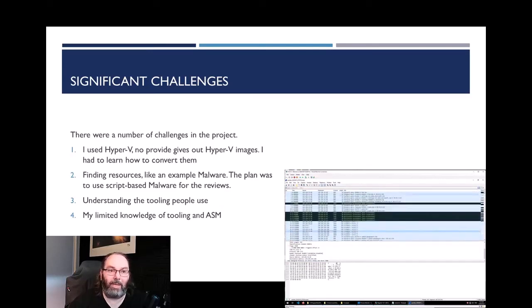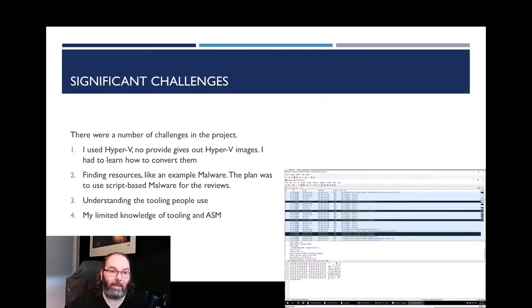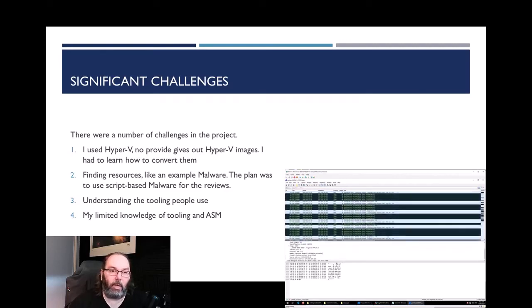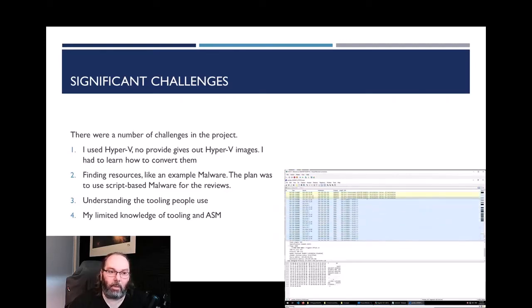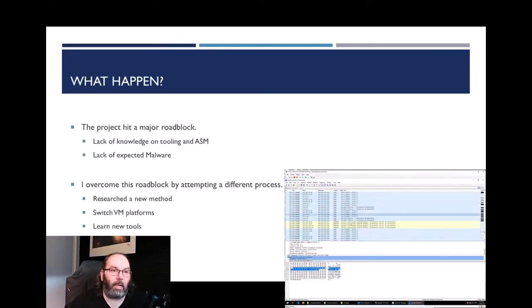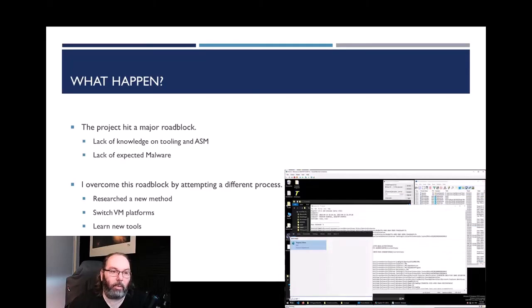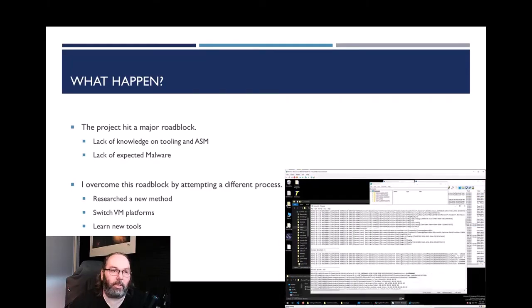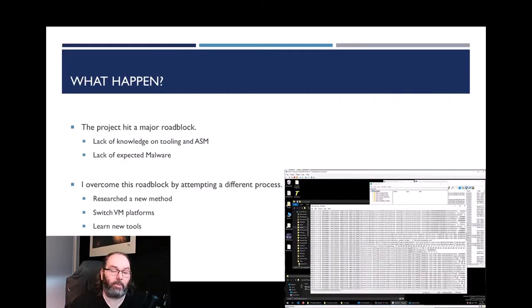So when I was able to get some malware and decompile it, I hit ASM. It was x86 ASM, and it was a lot harder for me to understand that. Which leads me to what happened in my project. During my project, there was a major roadblock I hit in week 3, which really set me back about 2 or 3 weeks in work, almost back to the beginning.